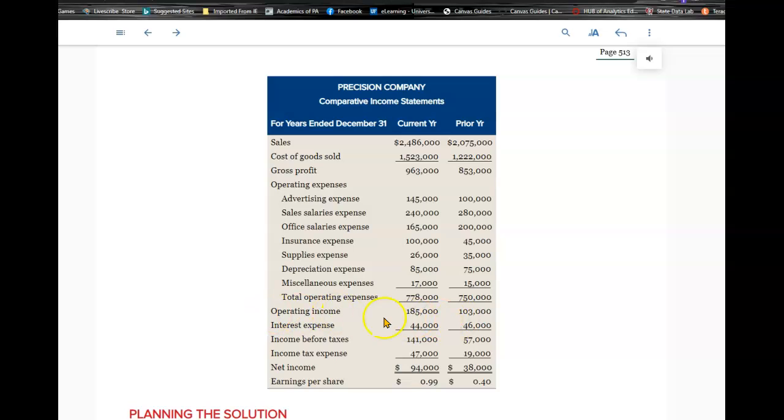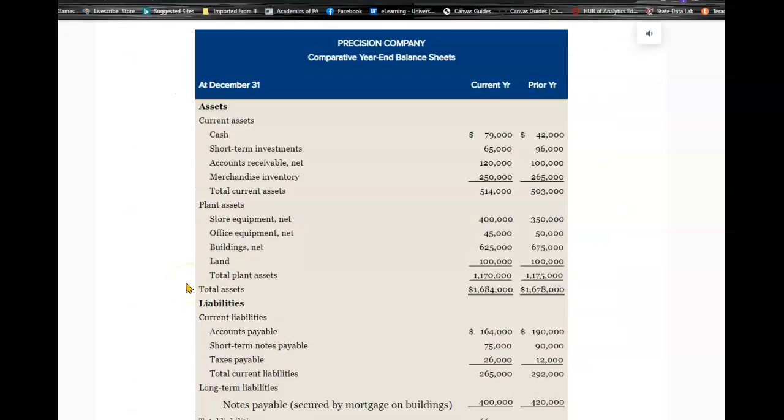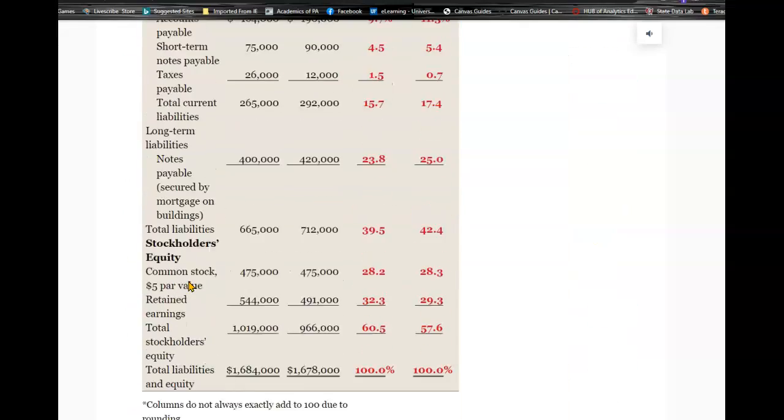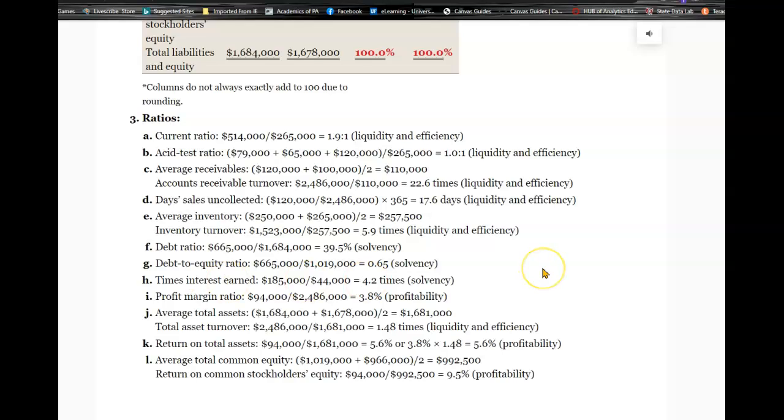So they're comparing their interest expense here of $44,000 to operating income, and they're calling this times interest earned. So we'll come back down to the calculation here. And so times interest earned is going to be 4.2 times. So that means that our operating income is 4.2 times the amount of interest expense.